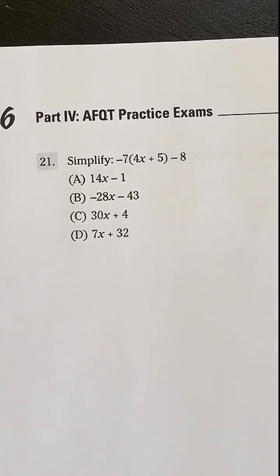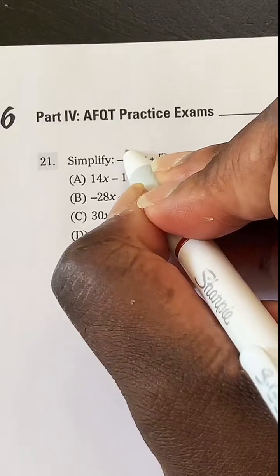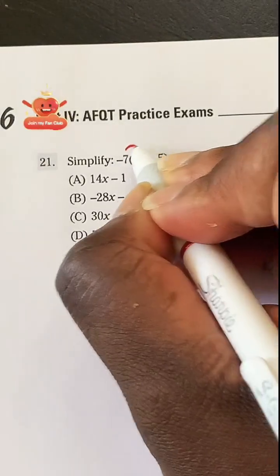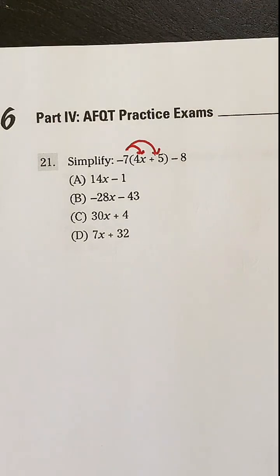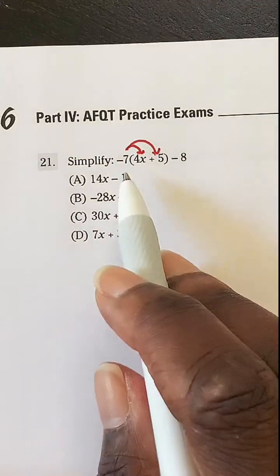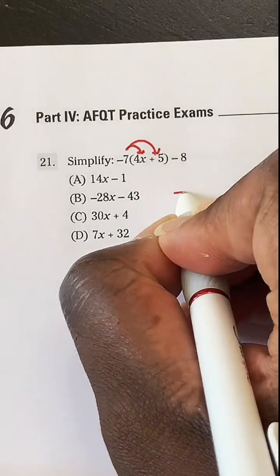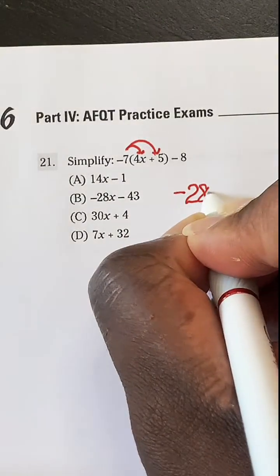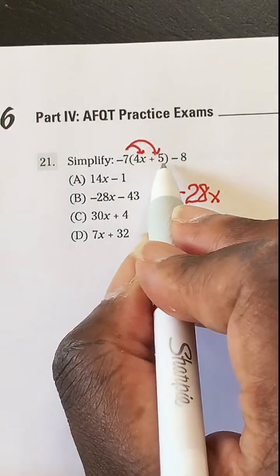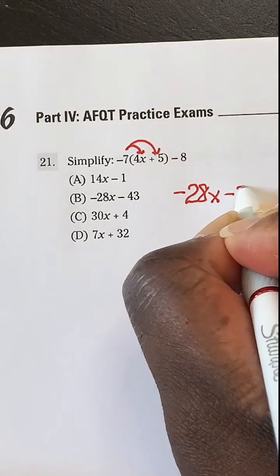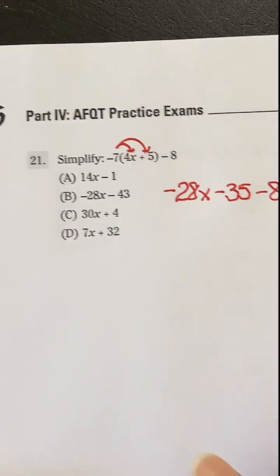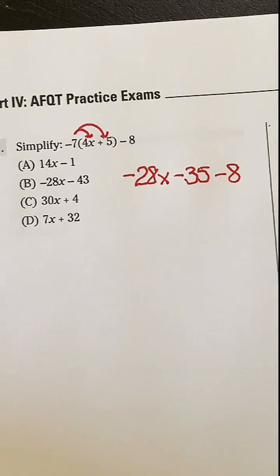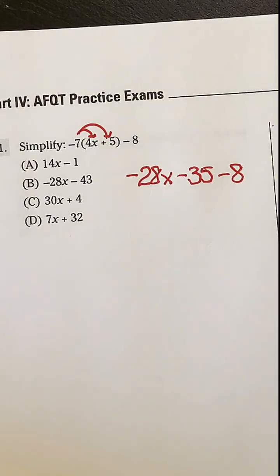All right, let's take a look. First thing, we need to distribute this negative 7 to everything inside of its parentheses. So when we do that, negative 7 times 4x gives me a negative 28x. Negative 7 times a positive 5 gives me a negative 35, minus 8. Notice there is no equal sign, so we are not solving, we are simplifying.